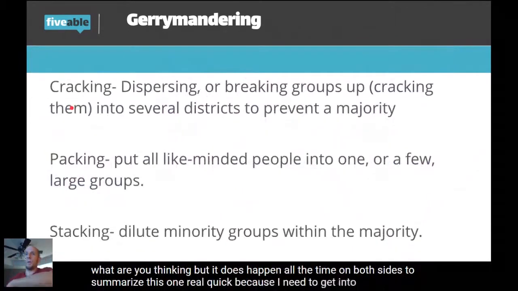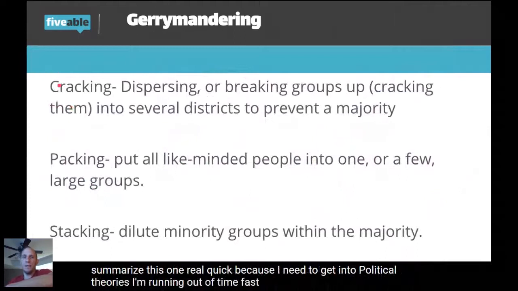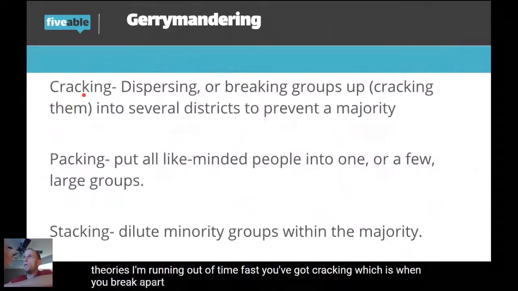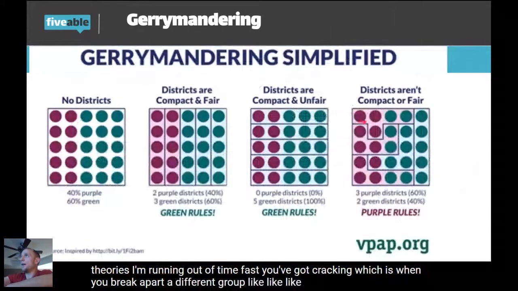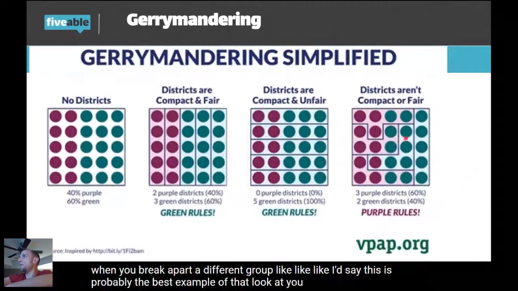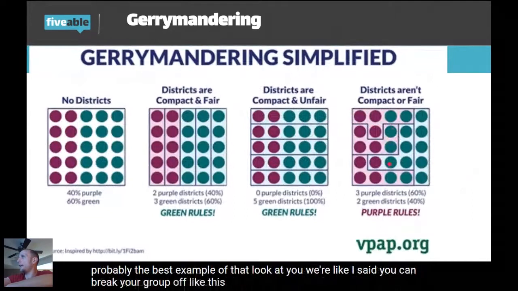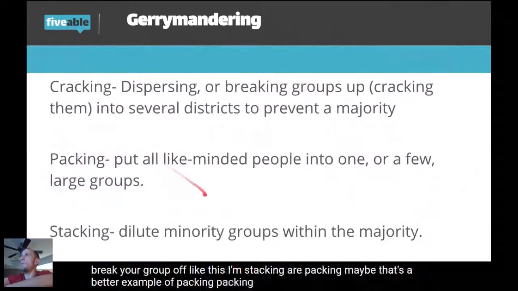To summarize this one real quick, because I need to get into political theories and I'm running out of time fast. You've got cracking, which is when you break apart a different group. Here's probably the best example of that. Look at where you break a group off like this. All right, stacking or packing. Maybe that's a better example of packing.